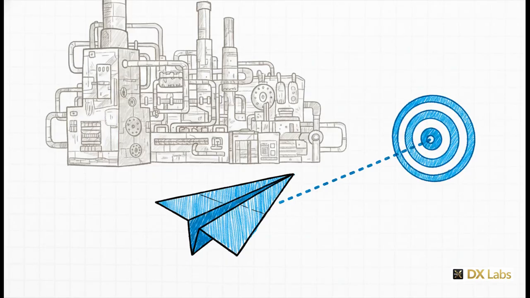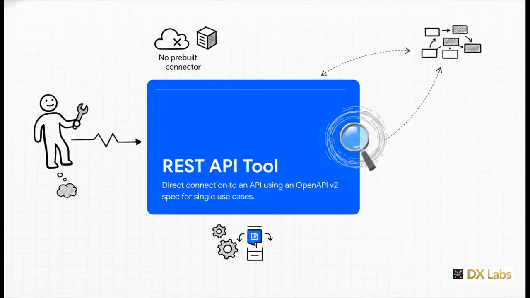Let's shift gears for a second. Imagine you work in logistics and you just need to look up a single package tracking number one time. You wouldn't build a massive, complex tracking application for the entire company just for that one task, right? No, you just run a direct temporary query right then and there to get the data you need. That's exactly what a REST API tool is for.